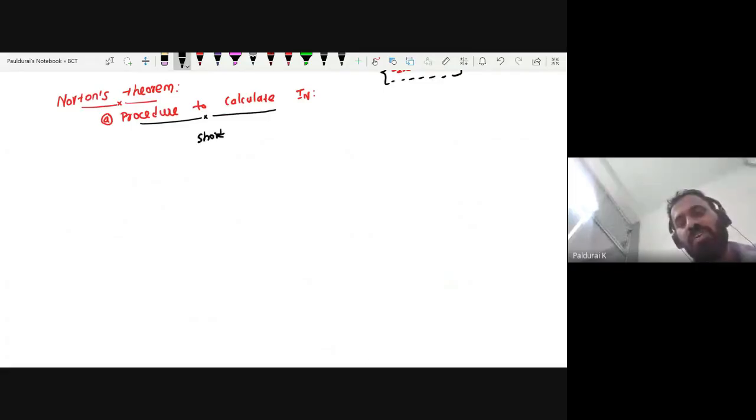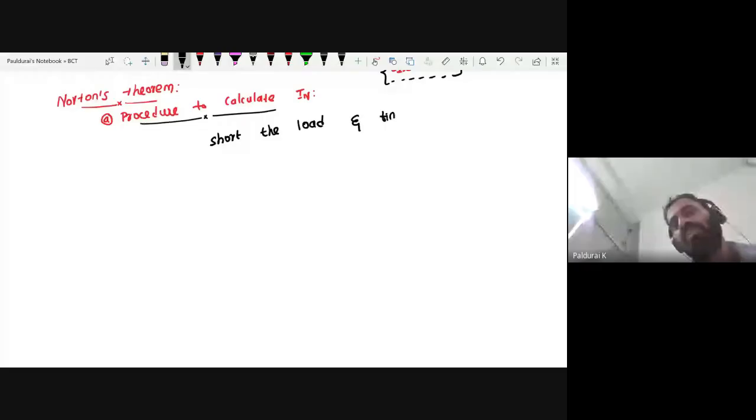Yeah, short the load, very good, very good. Short the load and find the current through it, right? Voltage across, current through. That is the keyword as I told earlier. So short the load and find the current through it. Okay, that is the procedure to calculate IN.